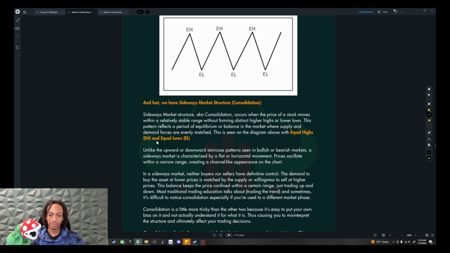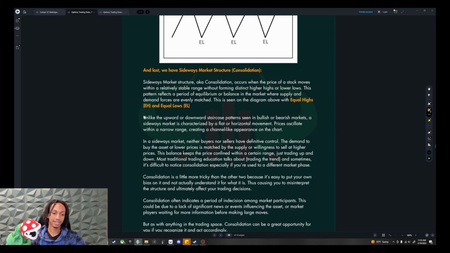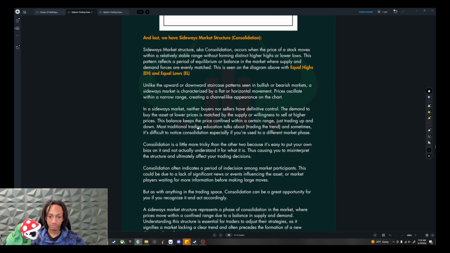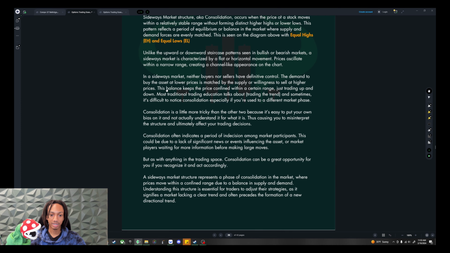It just represents a period of equilibrium or balance where the forces are evenly matched. And they're not staircase patterns like you would see in a bullish or bearish market. It's flat, horizontal, sideways movement. It's just up and down, up and down, up and down. It's within a narrow range, with a channel-like appearance. I touched on it already: demand is willingness to buy the asset at lower prices, matched by the supply, or willingness to sell at a higher price, and the balance keeps price confined within a certain range, just trading up and down.